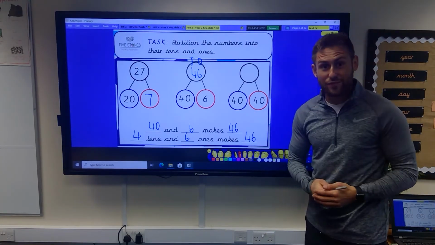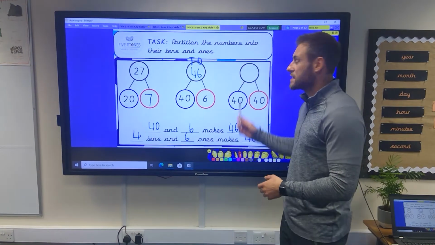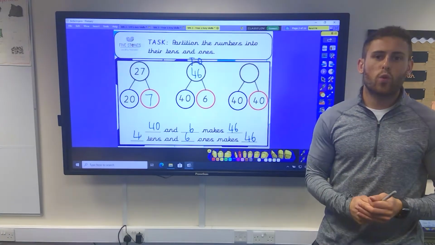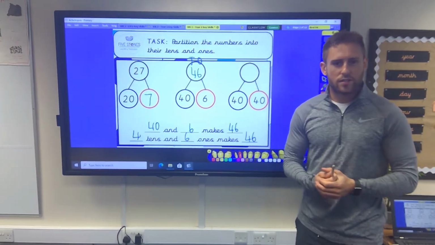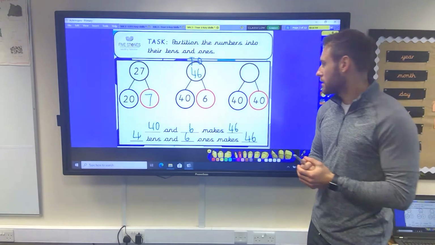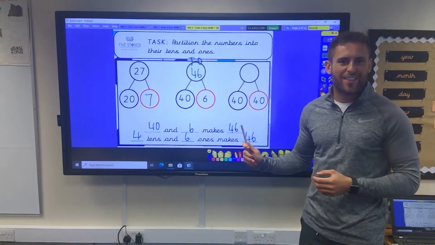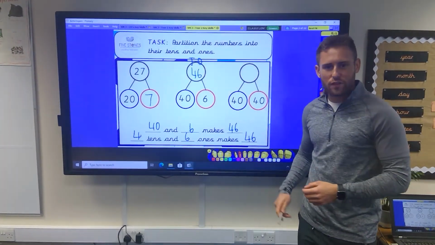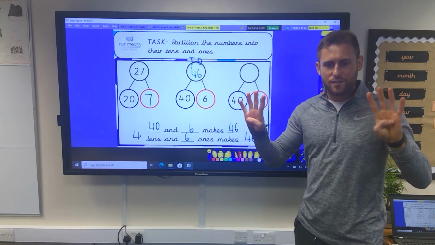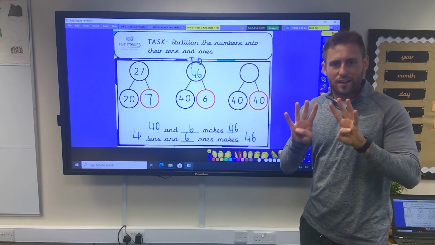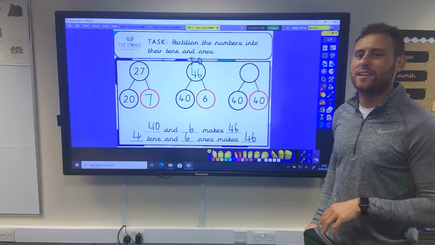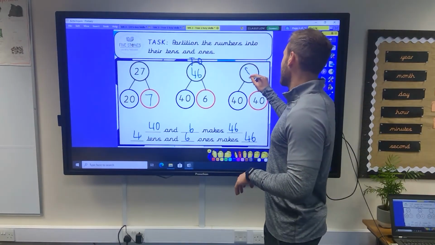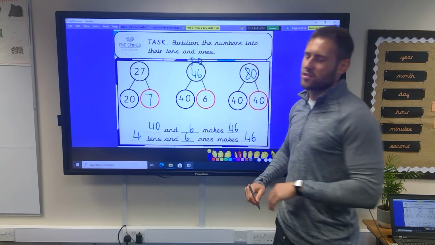This one looks a little bit differently. We haven't partitioned this number into tens and ones. We've split it up into 2 different numbers. But those numbers are the same. We've got 40 and 40, 4 tens and 4 tens, 8 tens, which is, yes, 80. So well done if you managed to spot that.